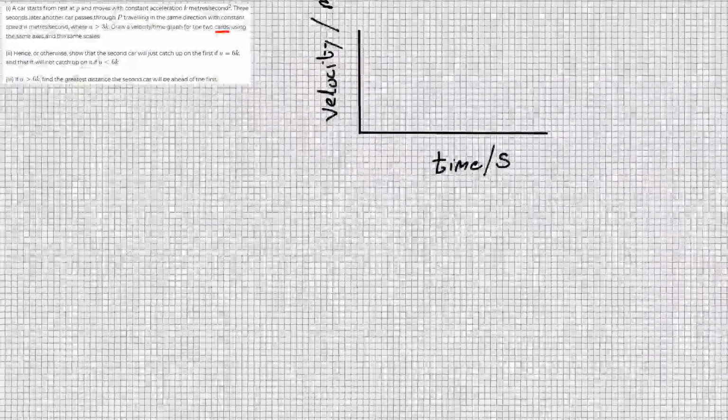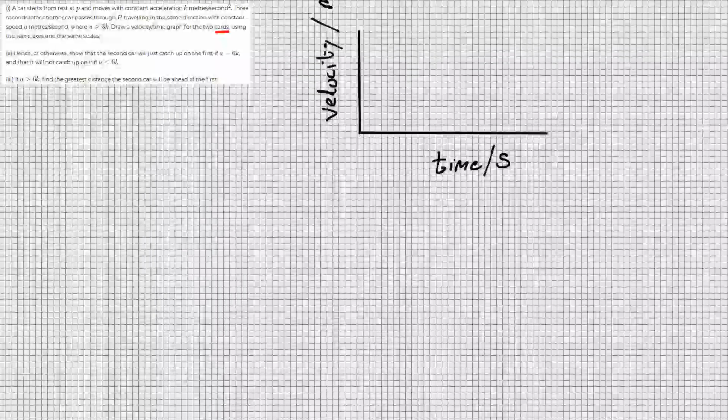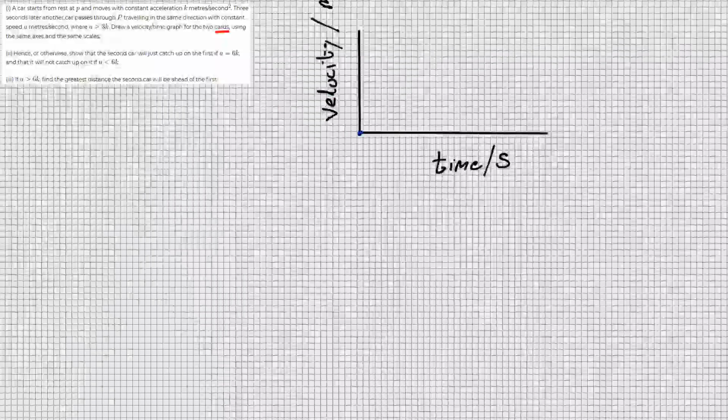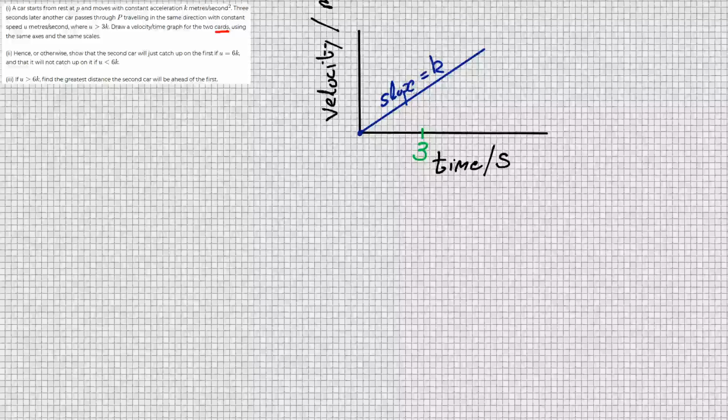Okay, so the first car starts from rest and moves with a constant acceleration of k. So the slope there is equal to k. Then 3 seconds later, another car traveling in the same direction with constant speed u.